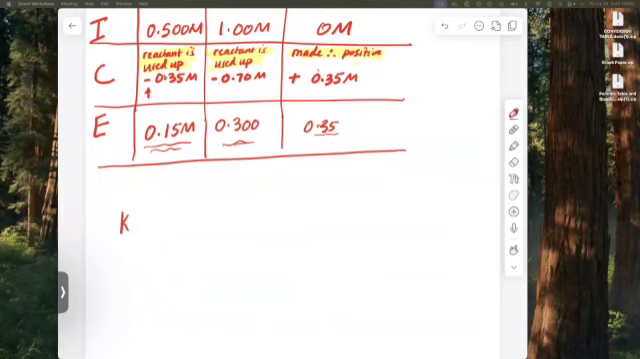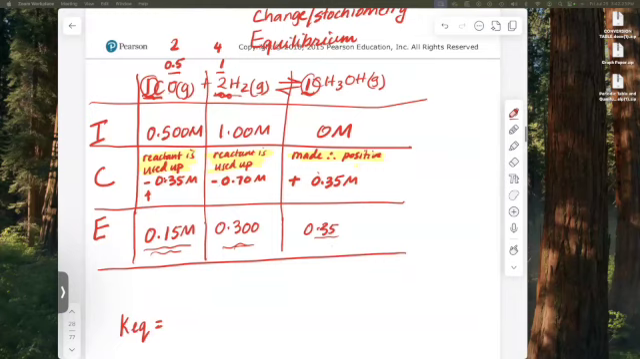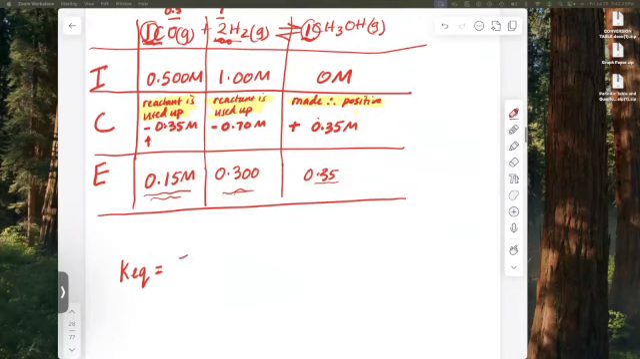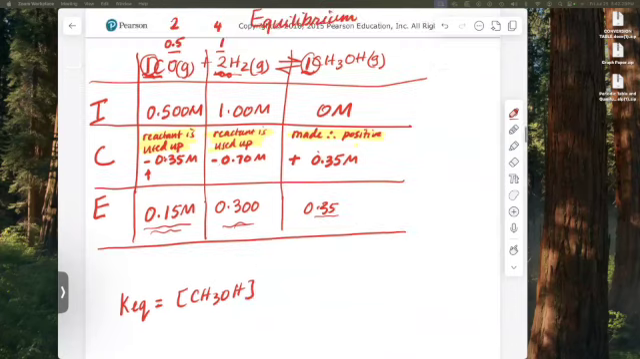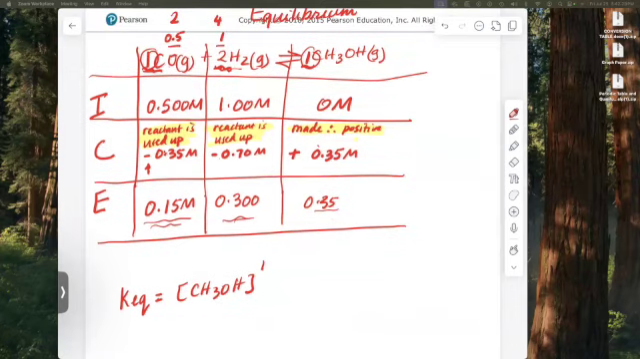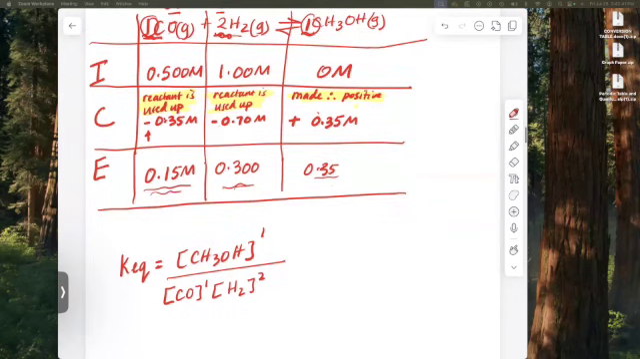To write my K equilibrium, or to solve for it, first you have to write your equilibrium expression based on your balanced equation. My product is what? CH3OH. That's my product, raised to the power of 1. The 1 is implied. And then over the reactant CO raised to the power of 1, 1 is implied, over the reactant H2 raised to the power of 2. The 2 is right here. Okay? So for this part here, you have to place the equilibrium amounts. So for the numerator, this number will be this.